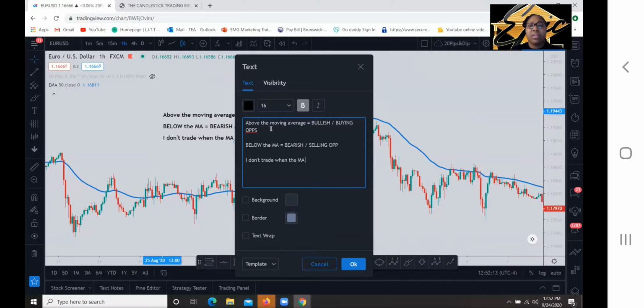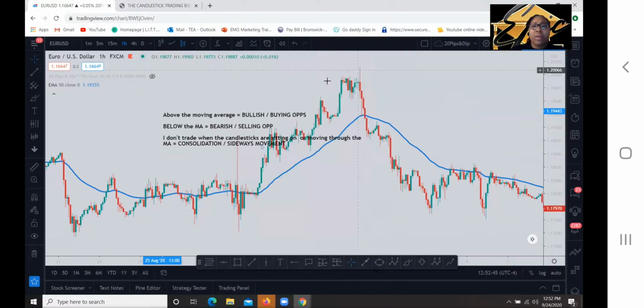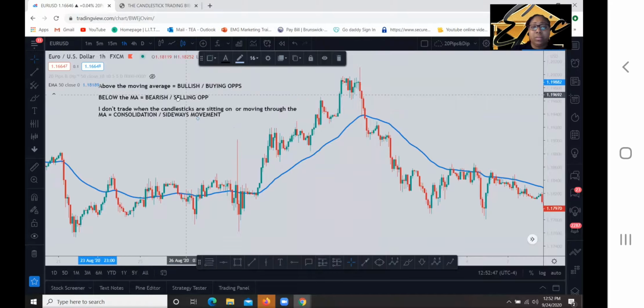I personally don't trade when the candlesticks, sorry, are sitting on the MA, sitting on or moving through, which represents to me consolidation, which is our sideways movement. All right, so this is what it is for me.